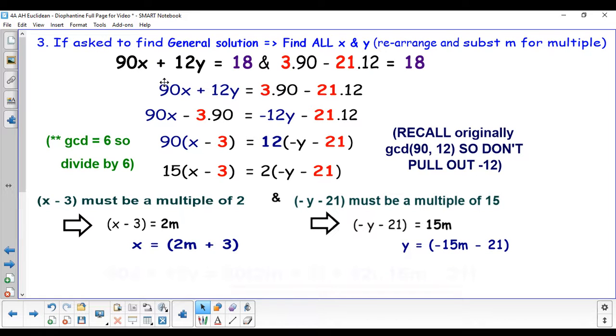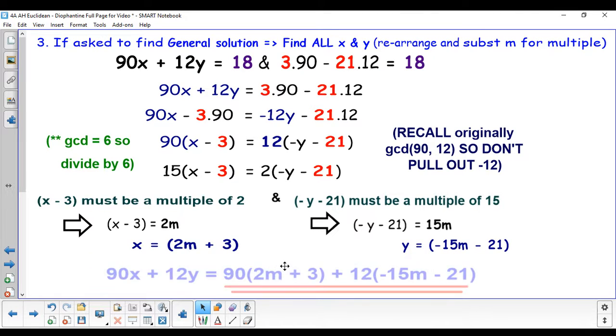How do you finish it off? You go back up here and say 90x plus 12y equals 18. But we know what we can represent x and y as, and we can substitute in. Be careful with the sign. The temptation is to pull out the common factor, but you're pulling out the 12.